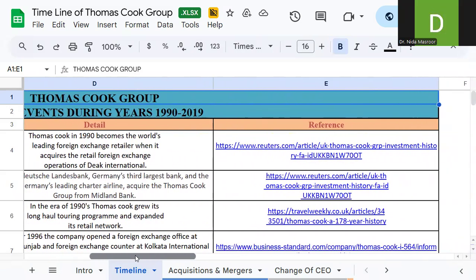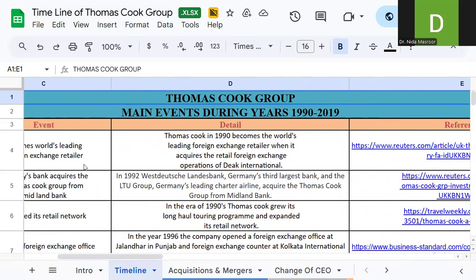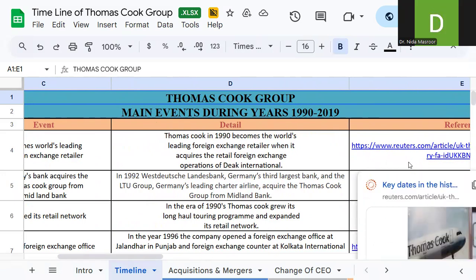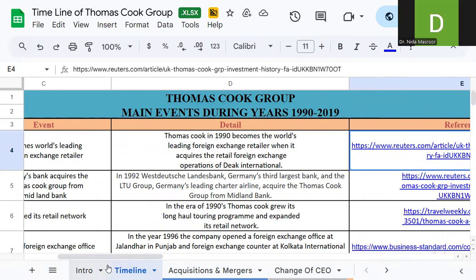That way, in case you're following the event outline or event heading, and you're taking a bit of detail from this particular column, you would be able to get the detailed information by clicking the reference in the last column.